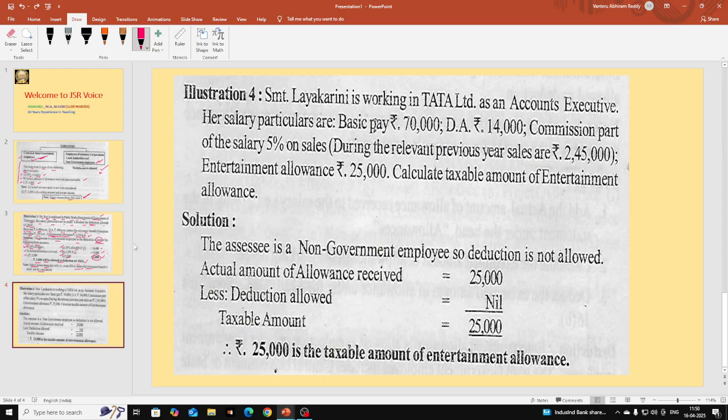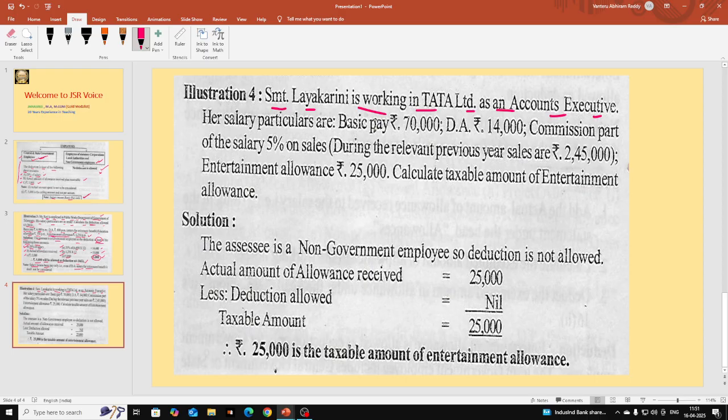Let us go and discuss the next problem in entertainment allowance only, so that you will get a complete idea how to prepare these problems. Srimati Layakarini is working in Tata Limited as accounts executive. Tata Limited is not mentioned anywhere as government, state government or central government. Tata Limited is not a government company. So she is working as a non-government employee.